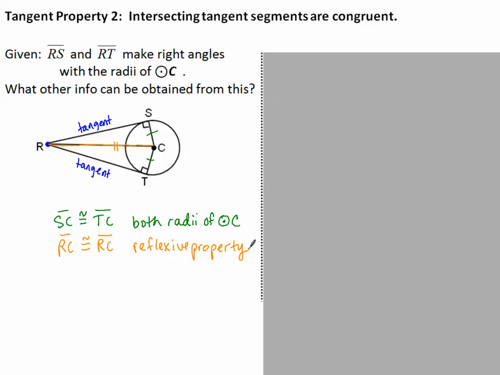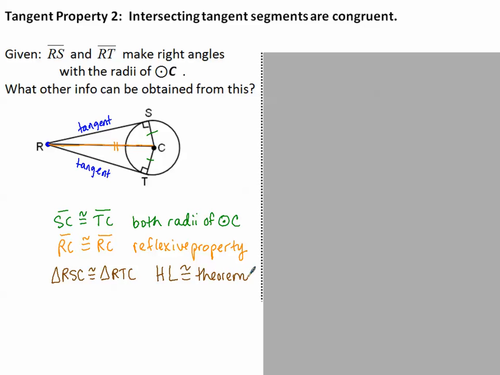So notice what we have here. A triangle with two congruent sides and an angle, a right angle, congruent to a triangle, two sides, and the right angle. So these triangles are congruent. Triangle RSC is congruent to triangle RTC by the hypotenuse leg congruence theorem.